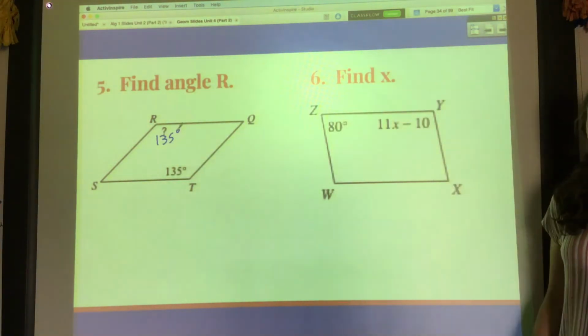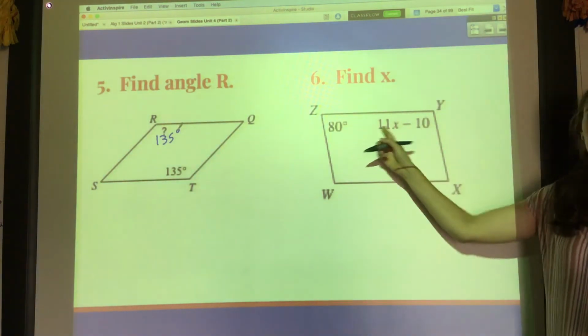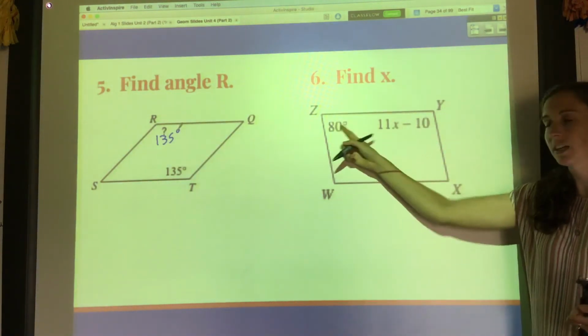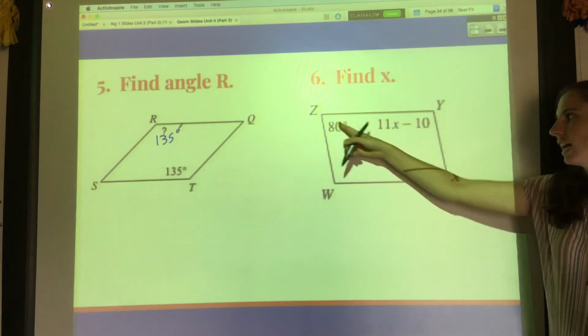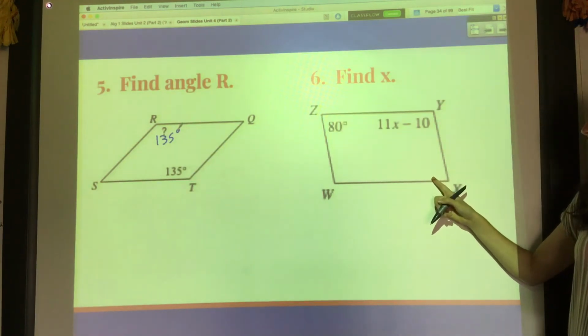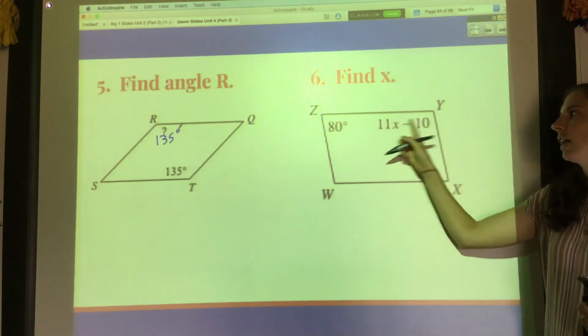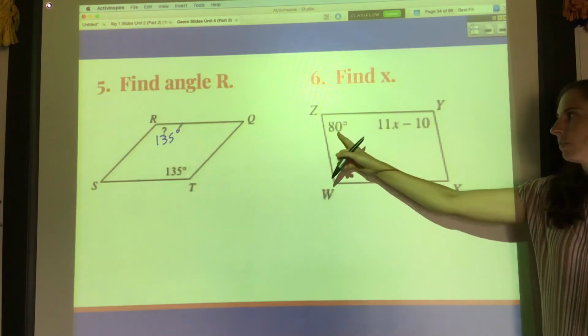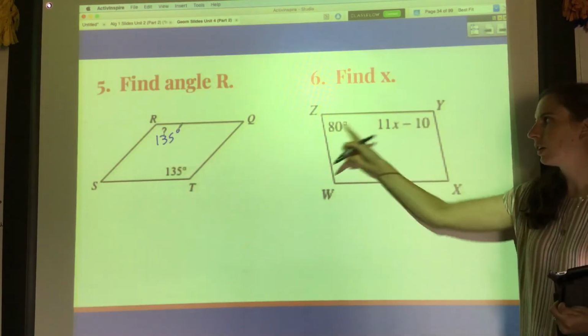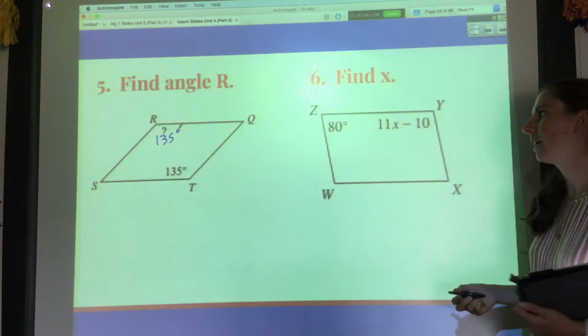Find x. On this one, they don't equal each other. They're consecutive. They're right next to each other. So if that's 80, this is 80. But these two add up to 180. So remember, if they're next to each other, they're supplementary.